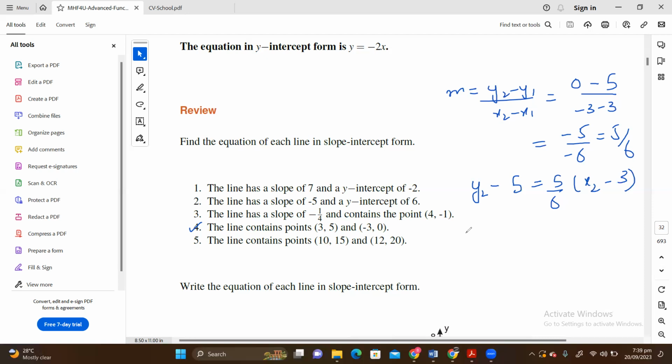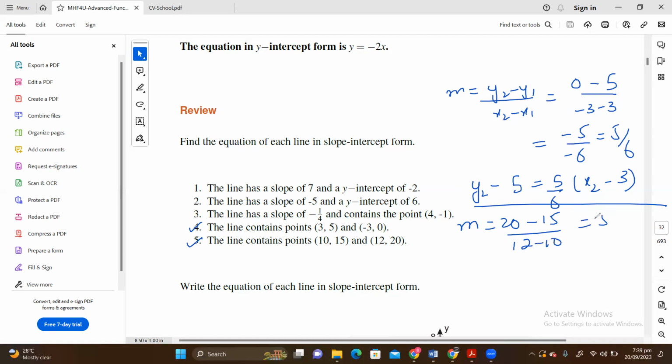y minus y naught is equal to m times x minus x naught. So y minus 5 is equal to m, which is 5 by 6, times x minus 3. So it's y minus 5 is equal to 5 by 6 bracket x minus 3. Yes.